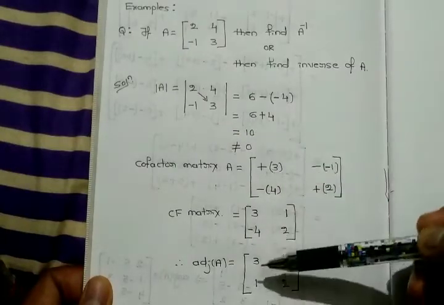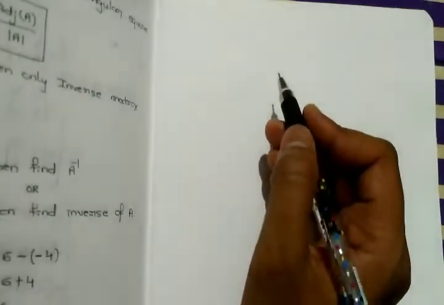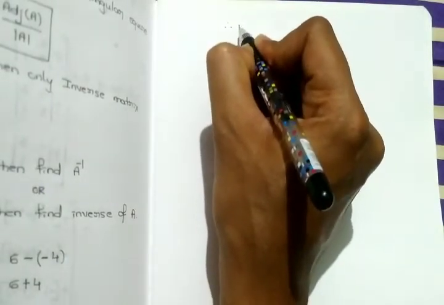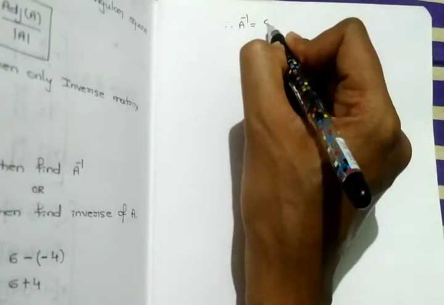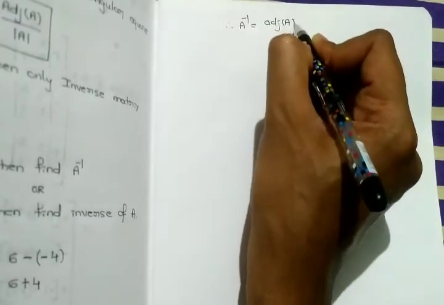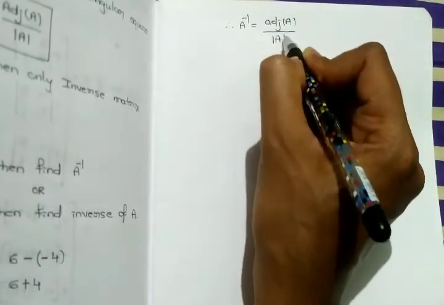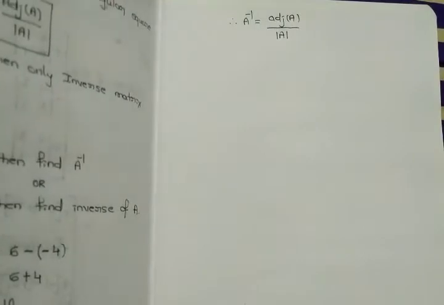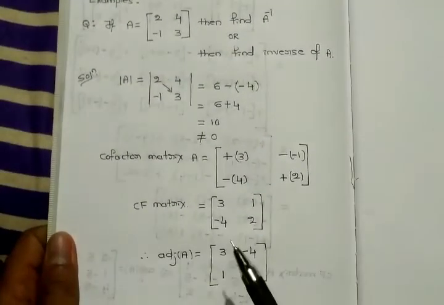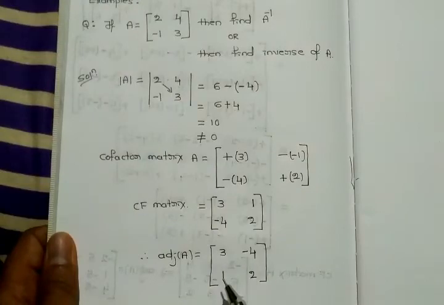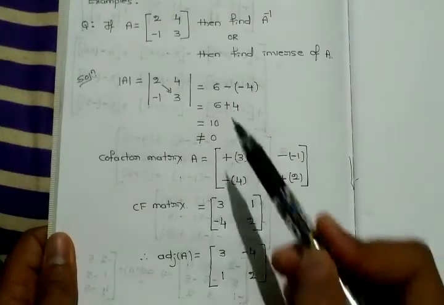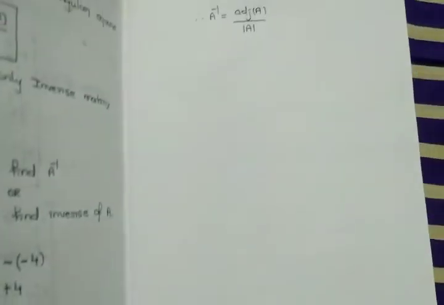Now, these two values you need to substitute in the formula. So next step, write the formula. Therefore, A inverse is equal to, what is the formula? Adjoint of A divided by determinant of A. So now you got both the values. Adjoint of A value is 3, minus 4, 1, 2. Determinant of A value is how much here? 10. So these two values substitute in this formula.